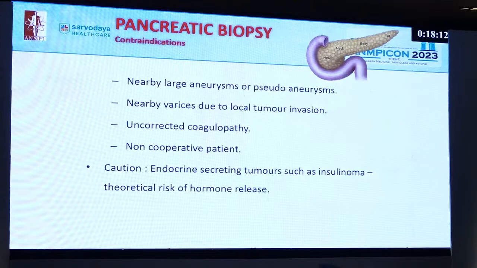So coming to the contraindications for pancreatic biopsy: near the pancreas there are many vessels, so the patient may have a large aneurysm or pseudoaneurysm nearby. Nearby varices may be there, and that will lead to bleeding complications. Uncorrected coagulopathy is also a contraindication. And if the patient is non-cooperative, that is also a contraindication because there are a lot of vessels nearby. So we have to take care of all of these contraindications. And in endocrine-secreting tumors, such as insulinoma, there is theoretically a risk of hormone release, so they should be approached very carefully.